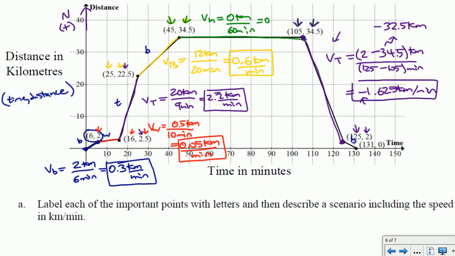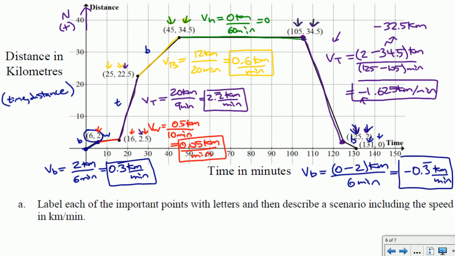And for the last leg of the trip while he's on his bike, he goes from 2 kilometers down to 0 kilometers. So we would do 0 minus 2 kilometers. And he does that in a time from 125 minutes to 131 minutes. So 131 minus 125 is 6 minutes. And we get a speed of negative 0.3 repeating kilometers per minute. And again, the negative sign just communicates the direction that he's traveling. The magnitude of this number just gives you the speed.